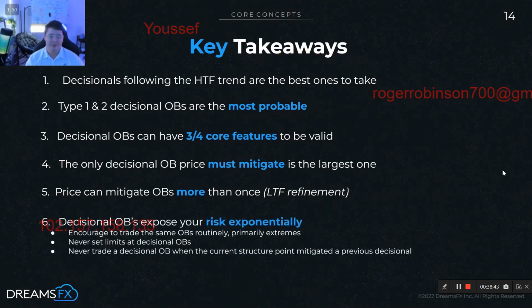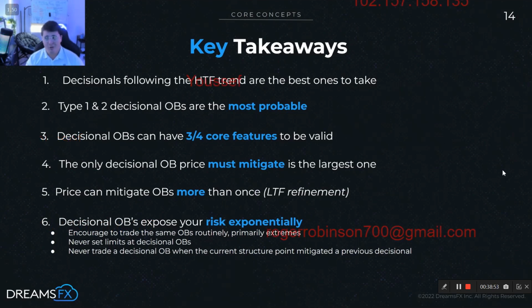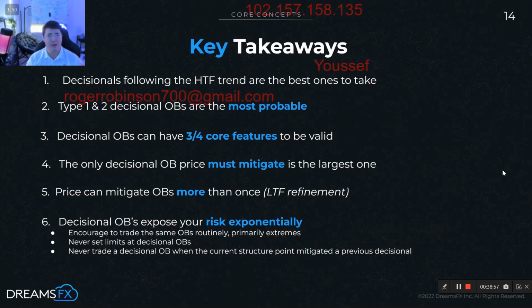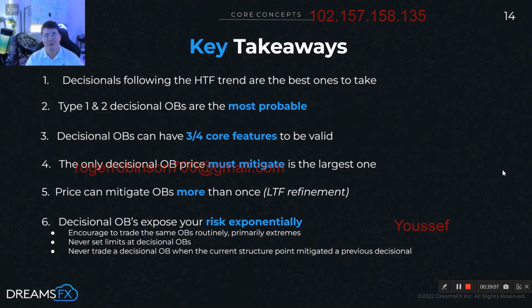All being considered, decisional OBs expose your risk profile exponentially. Compared to extremes, there's only one order block that is an extreme in buy or sell trends, always at a lower high. Decisionals, there are 3 types of decisionals. So by increasing your risk exposure, meaning this can be an order block, this could be a decisional, this could be a decisional, you now have a 33% chance potentially, just speaking aloud, of getting a trade right compared to maybe a 50-50 when it comes to extremes.